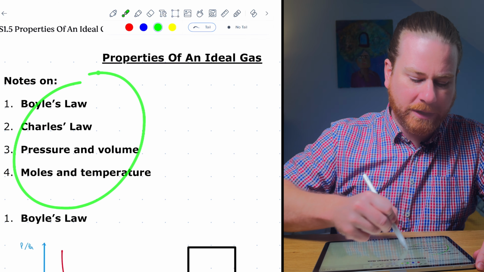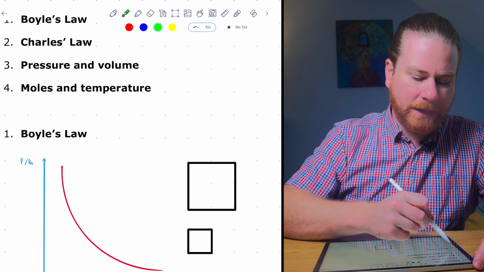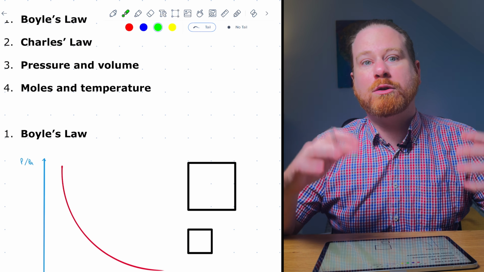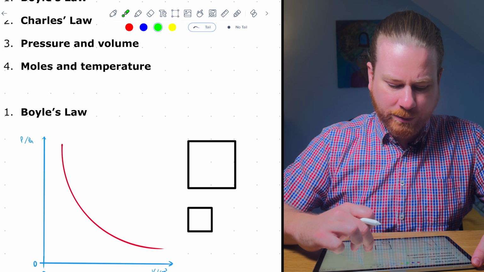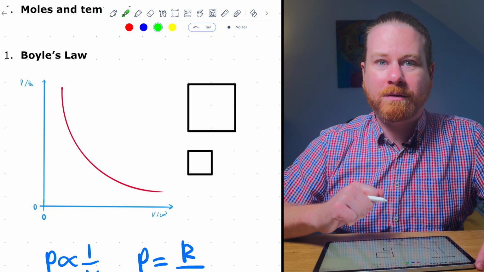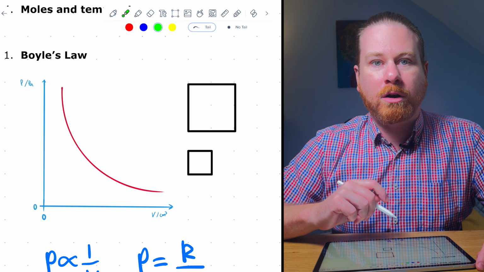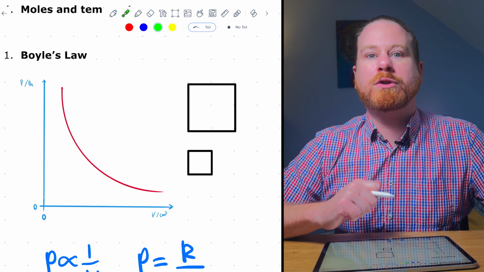So this is what we're going to be covering today. Our first relationship is between pressure and volume, and this is called Boyle's law, named after the man himself. As we can see from the graph, and this is always at a fixed temperature, the volume of a fixed mass of an ideal gas is inversely proportional to its pressure.